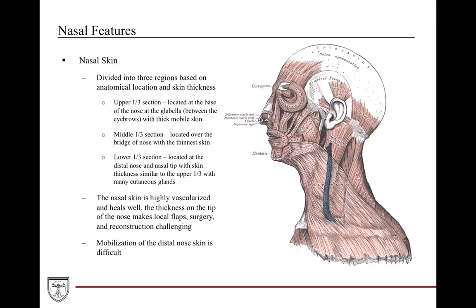And when we talk about the other nasal features, the skin is so important to talk about. The nasal skin is actually divided into 3 regions based on anatomical location and thickness. The upper one third of the skin on the nose, around the base and the glabella area, is very thick.